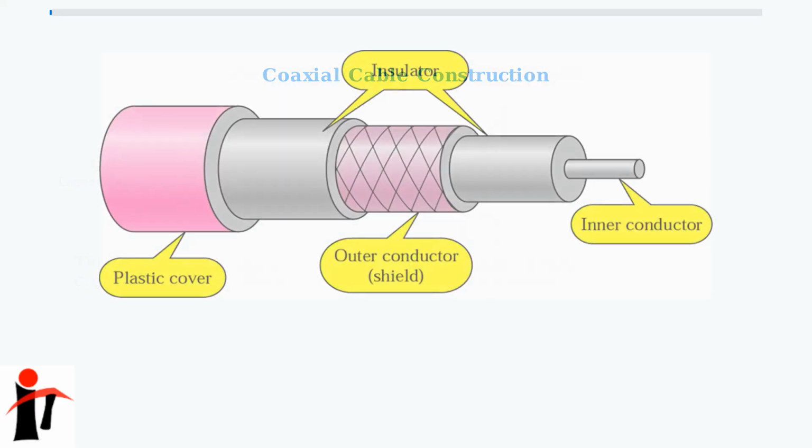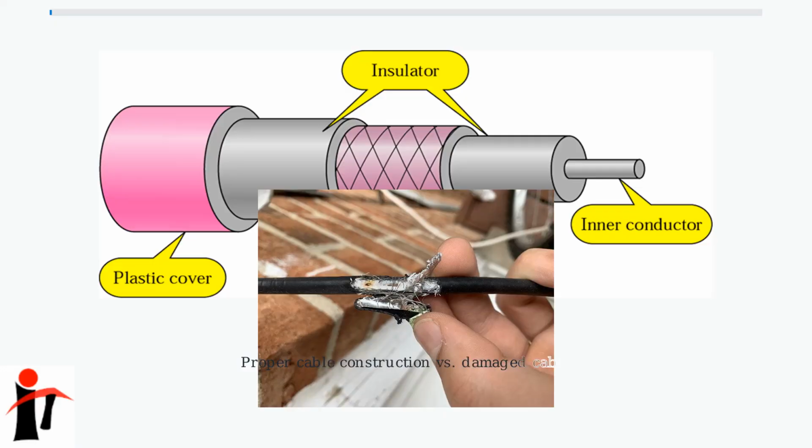Understanding coaxial cable construction helps identify problems. A proper coaxial cable has multiple layers: an outer plastic cover, insulation, a metal shield, more insulation, and an inner conductor. When any of these layers are damaged, signal quality degrades significantly.